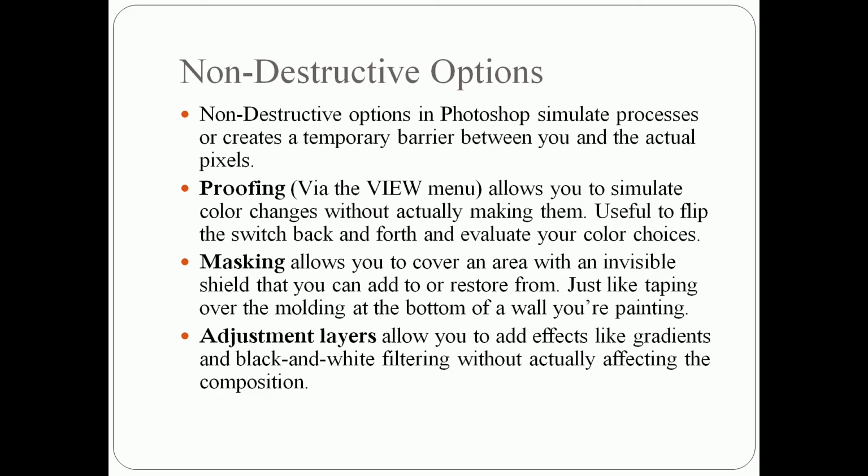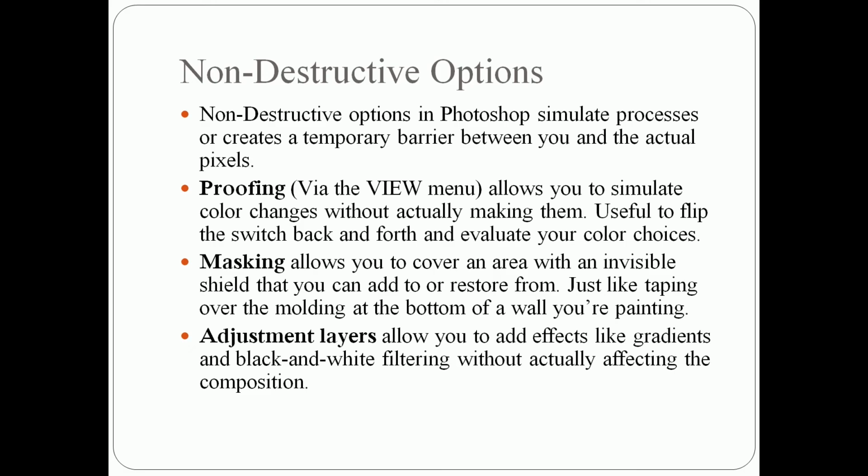Proofing is non-destructive. This allows you to simulate color changes without actually making them. Useful if you want to flip the switch back and forth and evaluate your color choices between RGB and CMYK. Masking allows you to cover an area with an invisible shield that you can add to or restore from. Just like taping over the molding at the bottom of a wall that you're painting, you're covering up an area that you don't want to get paint on. And then you could take that tape off and paint on it anyway if you wanted to.